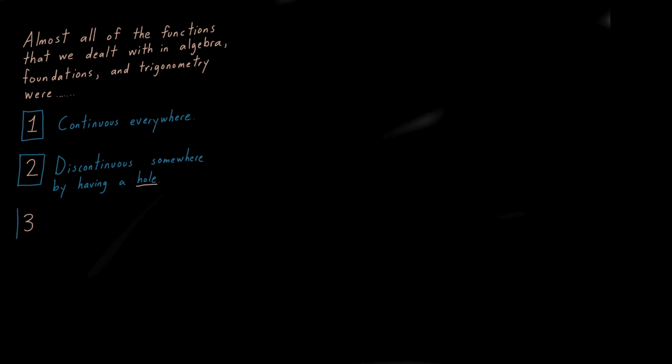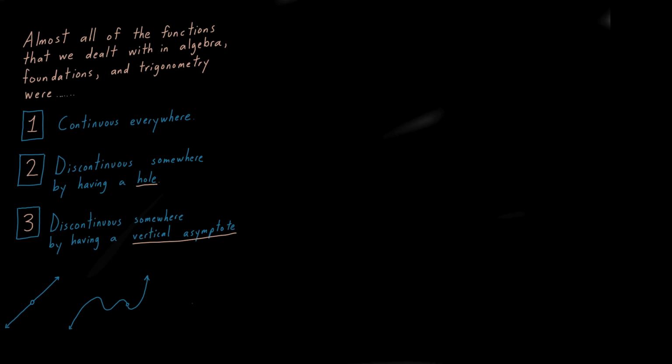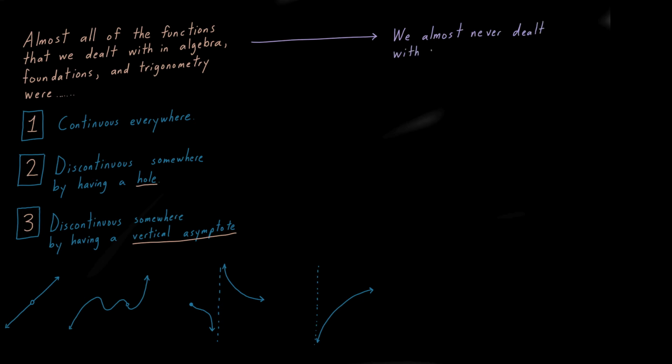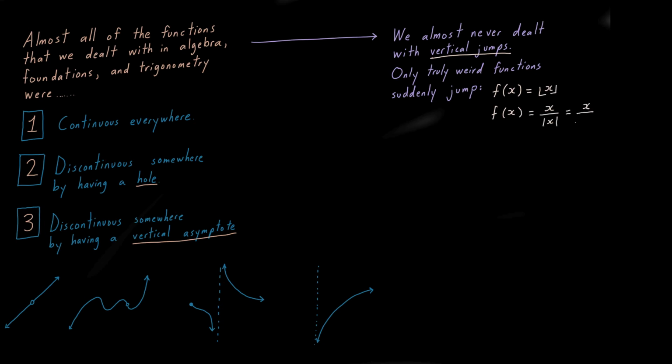Almost all of the functions that you dealt with in algebra, in foundations, in trigonometry were continuous everywhere, or they were discontinuous via a hole, or they were discontinuous via some vertical asymptote somewhere. Lines could have holes, polynomials could have holes, a whole host of things could have vertical asymptotes. But key point is that only the truly weird, really misbehaving functions suddenly jumped. Like these. Remember that greatest integer function, the step function from foundations? It suddenly jumps vertically all the time. Then there was that x over the absolute value of x from 2 videos ago. And of course there are all the weird piecewise things you can define using multiple rows.